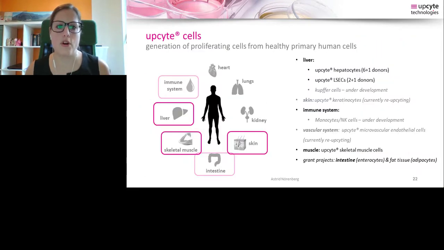So in summary, what we offer, we have the upcyte hepatocytes I've been talking about. We have the upcyte LSECs. We have different donors available. We're also working on Kupffer cells, but to admit, upcyting cells of the immune system is quite tricky. So we have a PhD student who's also working on monocytes and natural killer cells. We also have available keratinocytes, for example, or microvascular endothelial cells or skeletal muscle cells. And we currently got a grant project to work on enterocytes, cells from the intestines, as well as adipocytes, which are basically the fat tissue.